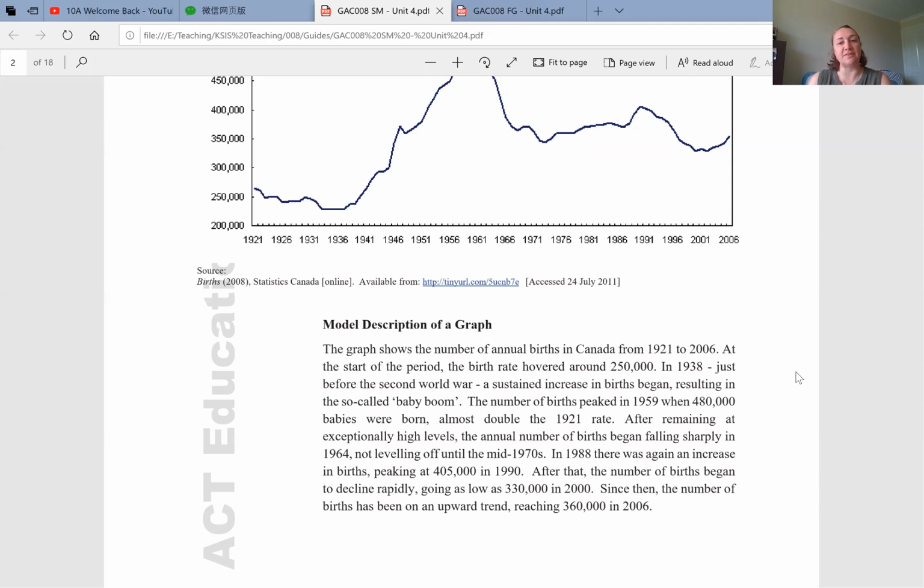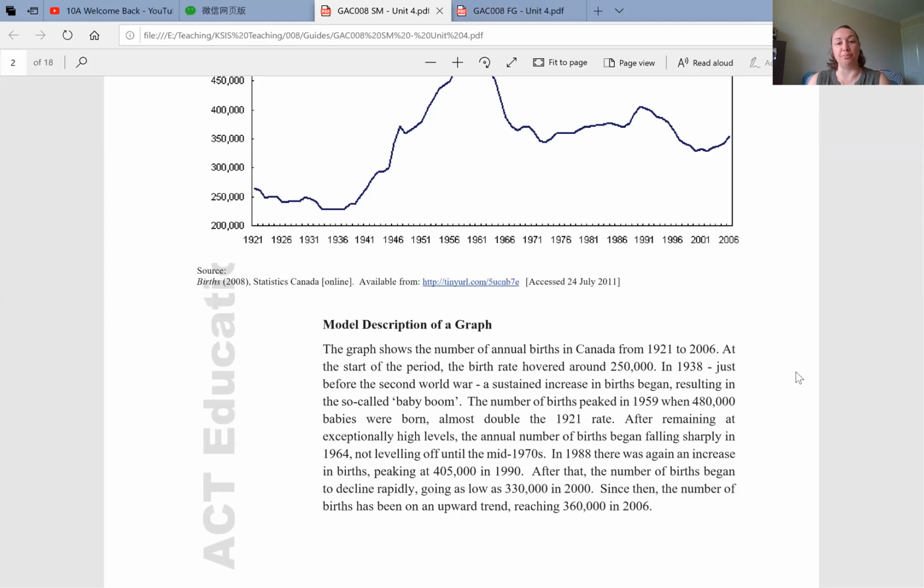The number of births peaked in 1959 when 480,000 babies were born, almost double the 1921 rate. After remaining at exceptionally high levels, the annual number of births began falling sharply in 1964, not levelling off until the mid-1970s. In 1988, there was again an increase in births, peaking at 405,000 in 1990.